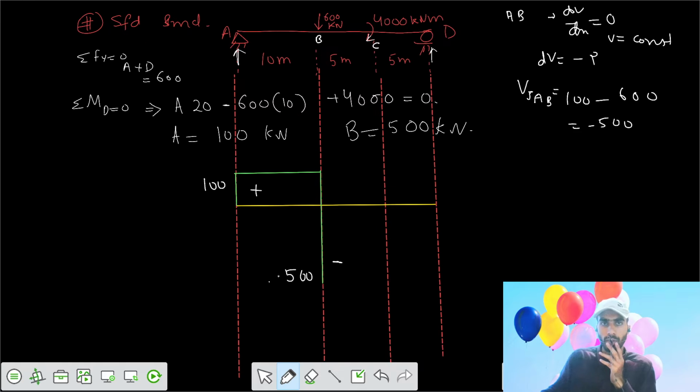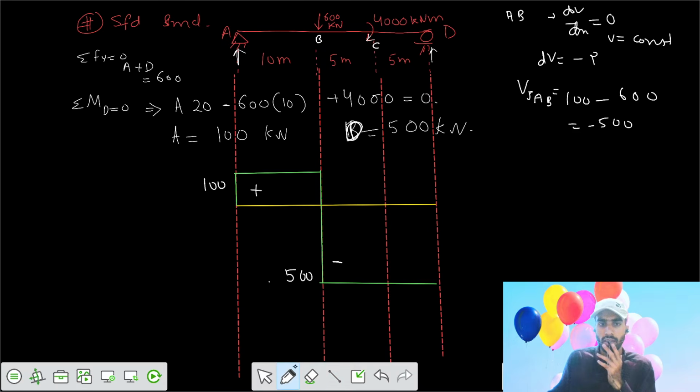Now in the span BC also there is no external loading. We can keep the shear force diagram horizontal, and because of the concentrated moment, there is no effect in the shear force diagram at the point where the concentrated moment occurs. We can write the statement also, and it continues till point D.